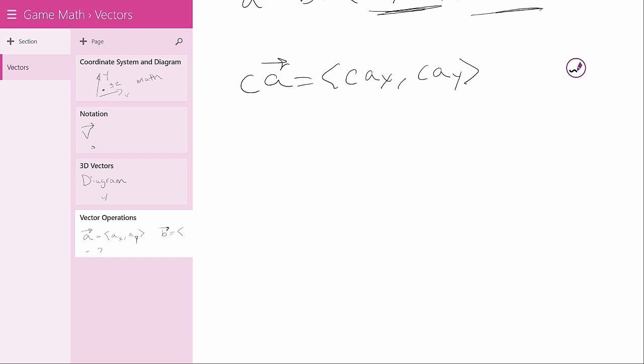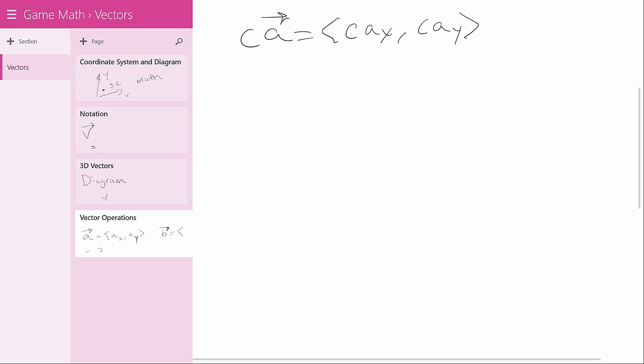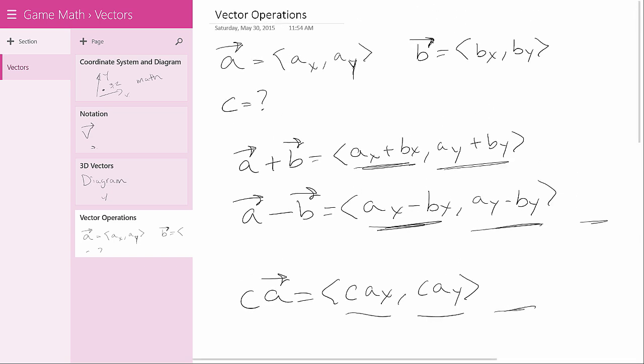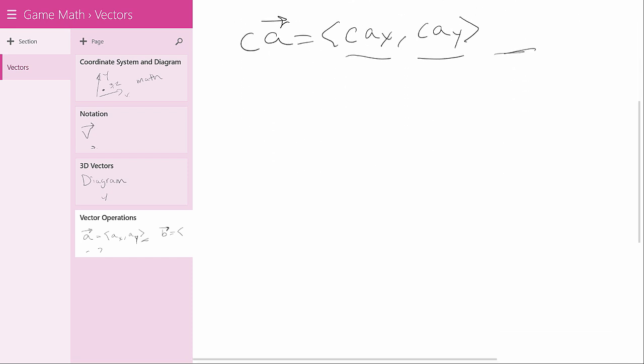And then the same thing for 3 dimensions, for z. Just add a z here. You see we have x and y. If you're in 3D, just add a z here. And the same thing for this. Add a z here, and a z here, z here, z here, and you'll be good to go.